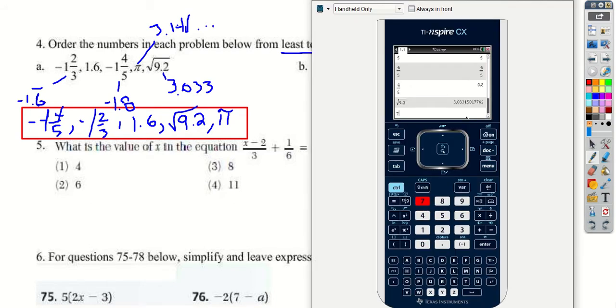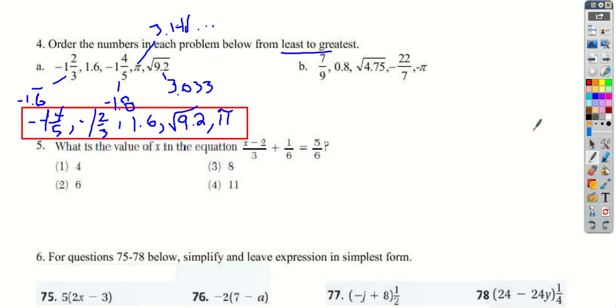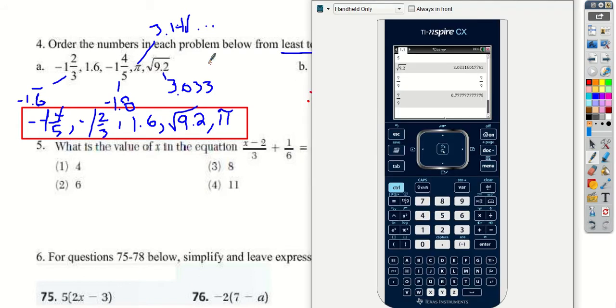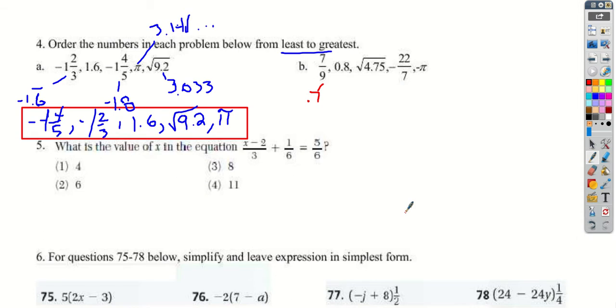For the second one, you want to know what 7/9 is, so I take my calculator, 7/9, control enter, and I get 0.7 repeating. We know what 0.8 is. The square root of 4.75, we want to do that one, so control square root 4.75, enter, is 2.179.